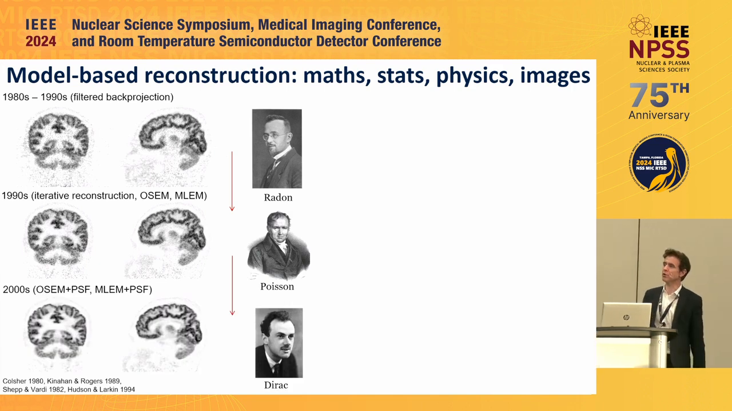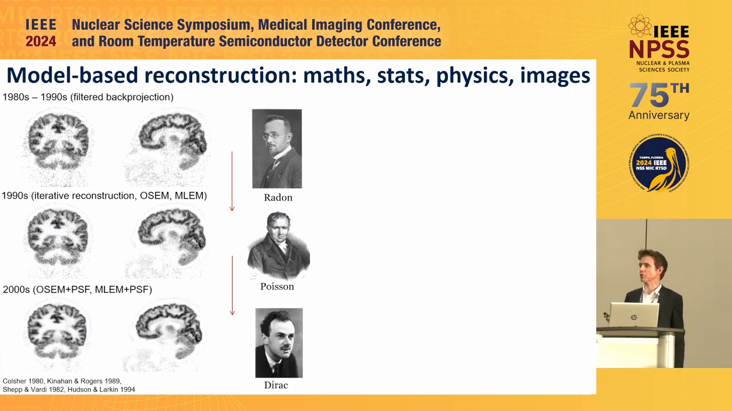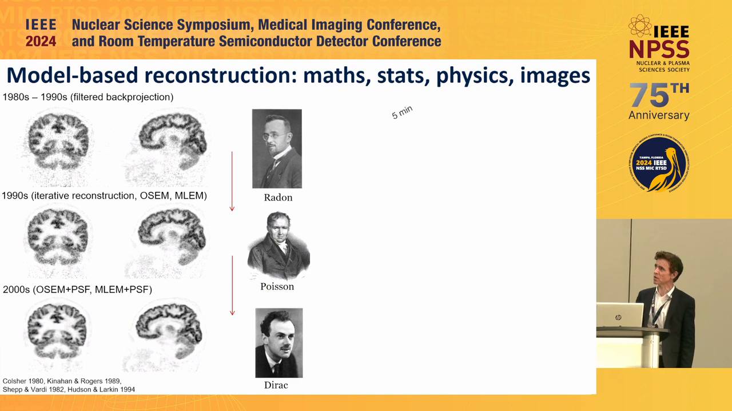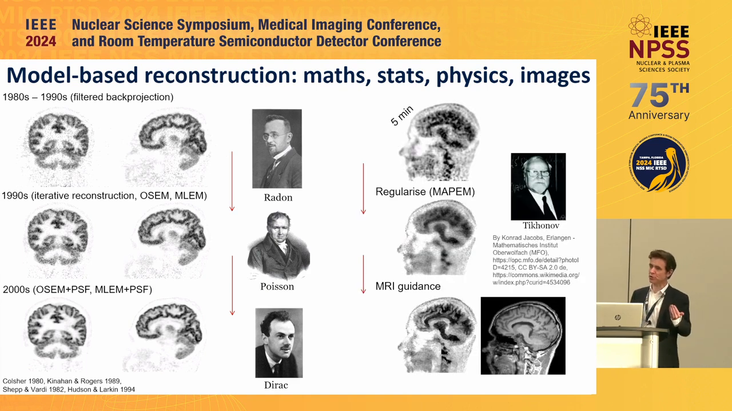Then we moved on to improving the physics model, for example, improving the positron range model, point spread function modeling, which in turn also gave rise to improvements in image quality. And then, of course, the moment we improve image quality, what do we do? We go and reduce the dose, or we shorten the scan time. We end up with poor counts, and so we're going to need to regularize and compensate for the loss of data there.